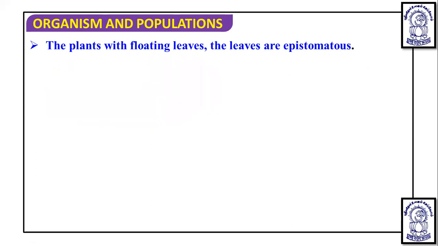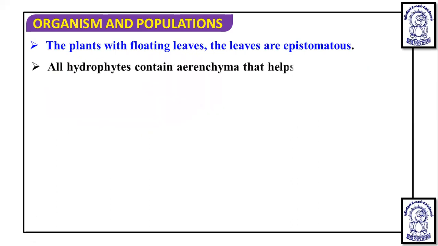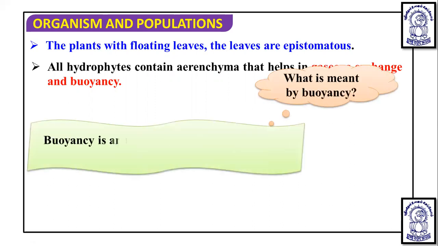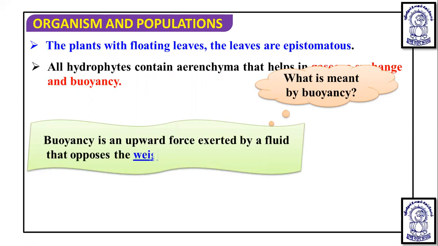Okay. Then all hydrophytes contain parenchyma, and due to the presence of parenchyma that help in gaseous exchange and buoyancy. So what is meant by buoyancy? Buoyancy is the upward force exerted by a fluid that opposes the weight of an immersed object, so that particular object can float within the water body.